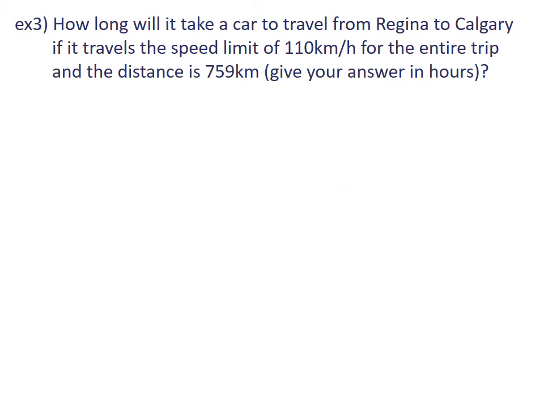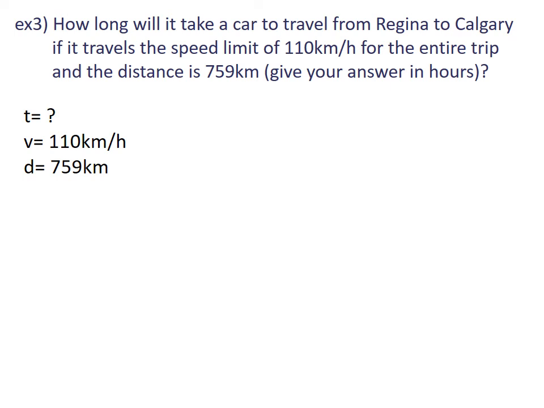Example 3. How long will it take a car to travel from Regina to Calgary? So I'm looking for time. It tells us the car is traveling the speed limit of 110 kilometers per hour. So that's my velocity. Velocity should be in meters per second, but if I read on, it says the entire trip is a distance of 759 kilometers, so that's distance. And it's asked me to give my answer in hours. So since I am in kilometers and hours, I will just leave my units as kilometers and kilometers per hour.